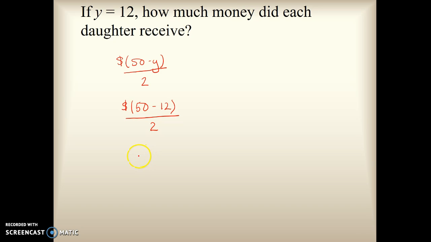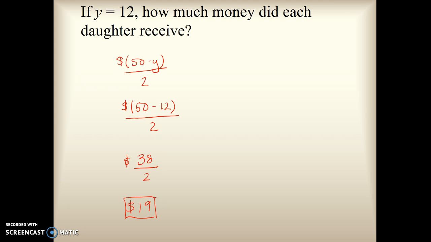So 50 minus 12 is going to be 38. And then we're going to divide that number by 2. And we find out that each daughter was given $19. It was good to be a daughter in Bryce's family and not a son, because the son only got $12.